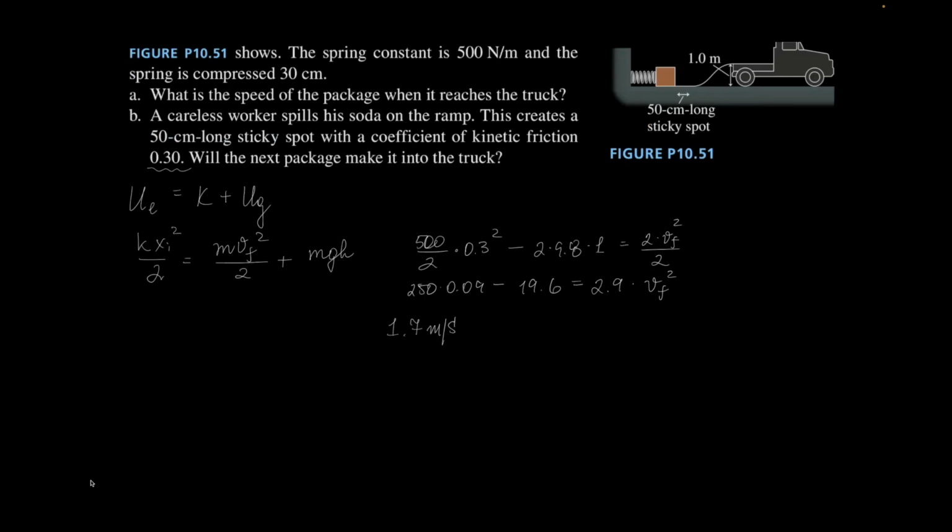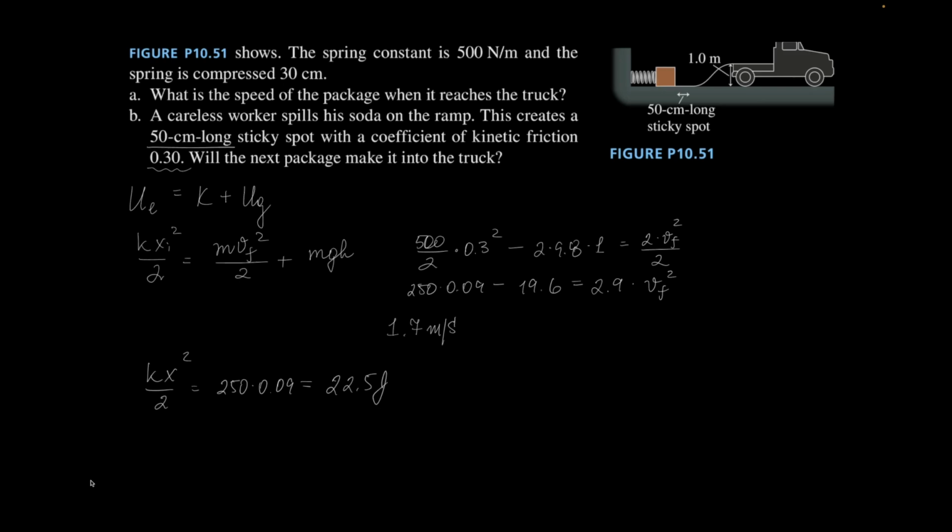In B, we're looking at whether our box will make it to the top at all. If there is force of friction, there is a 50 centimeter long sticky spot. Let's look at what we have to begin with. kx squared over 2, which is 250 times 0.09, 22.5 joules of energy we have to begin with. That's our elastic potential energy.